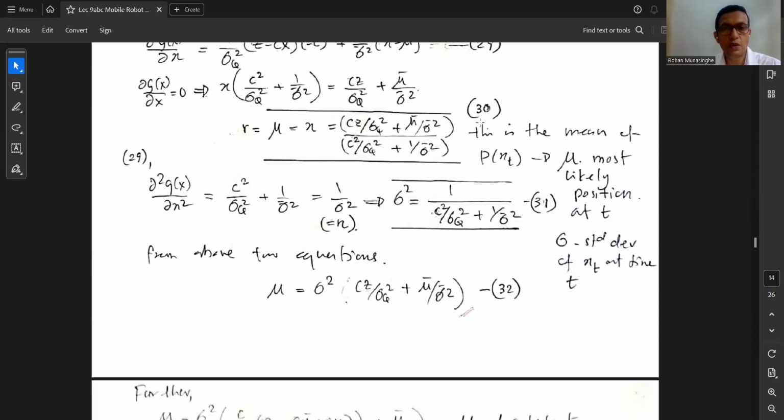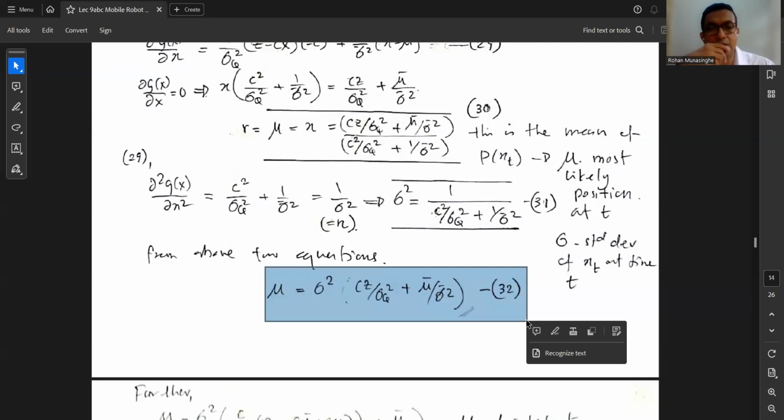Now, if you combine 30 and 31 together, in fact, you can substitute for equation 30 from 31. In 30, you can see c square sigma q square, the denominator, is the same here, same denominator. So it's 1 over the denominator, sigma square. You can bring it over here, sigma square times the numerator here. So this is your new mean.